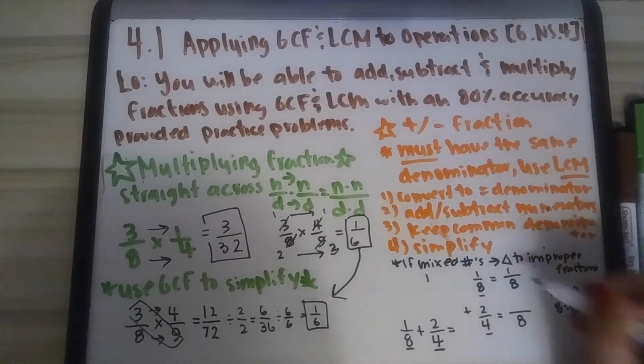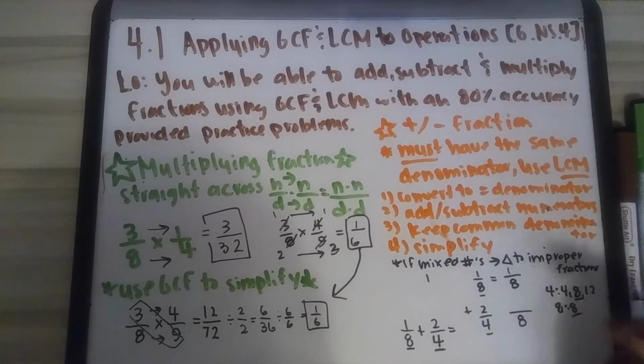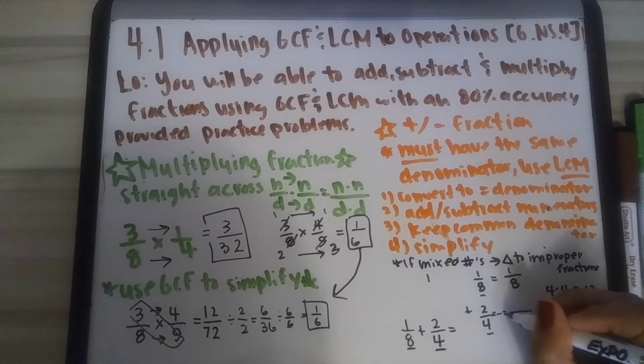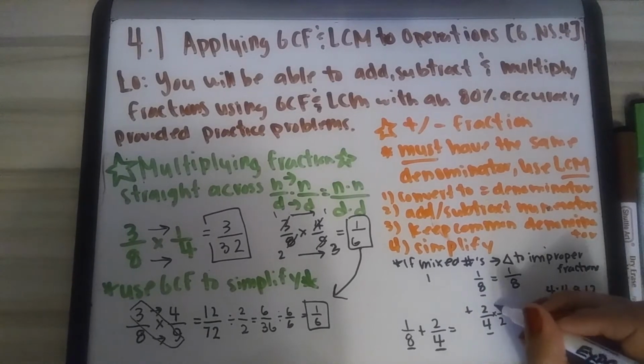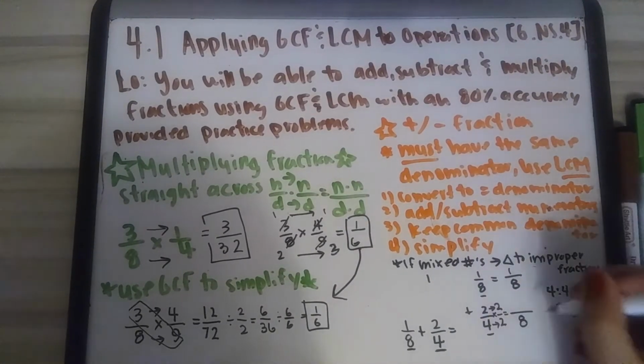So then this one just stays the same, but this one, what did I do to the 4? What did I multiply the 4 by to get 8? That will be 2. And when I do it to the bottom, I have to do it to the top. Then I do 4 times, remember we multiply straight across. So 4 times 2 is already 8, where I know that. And then 2 times 2 is 4.